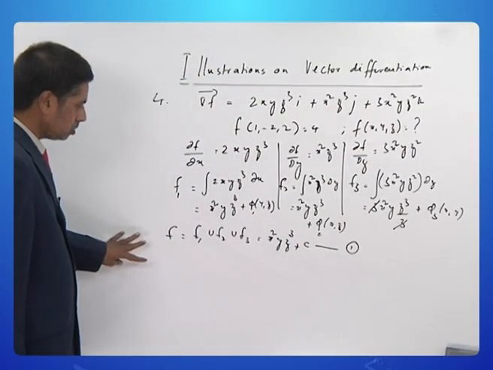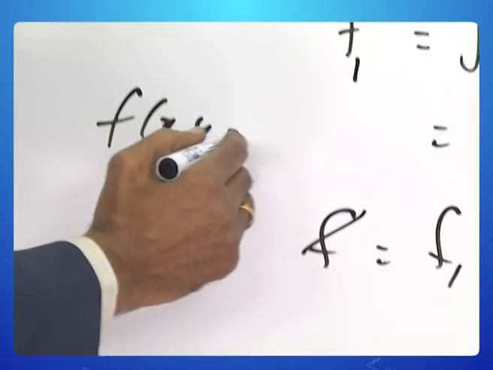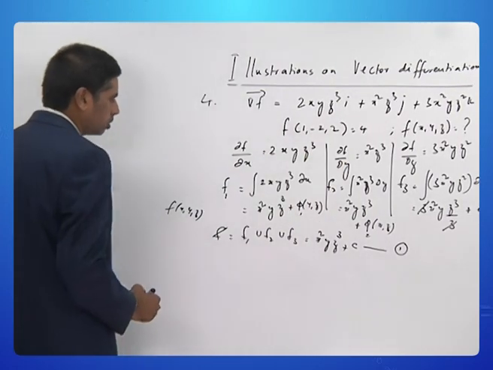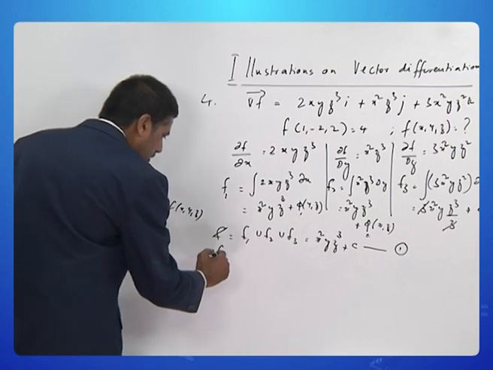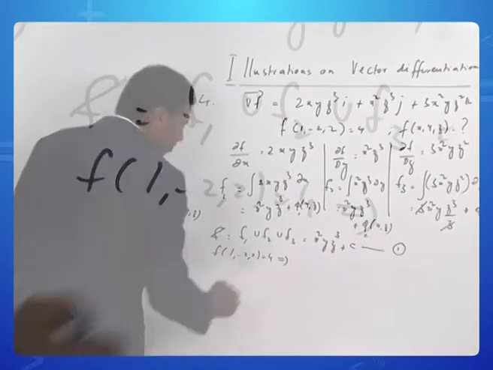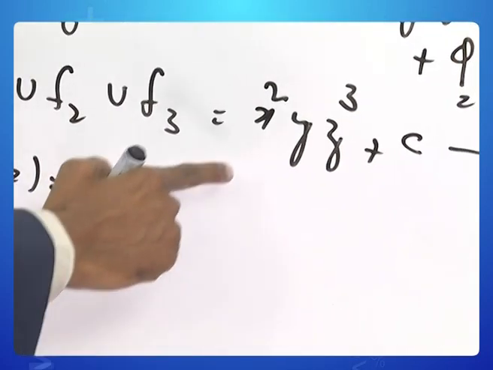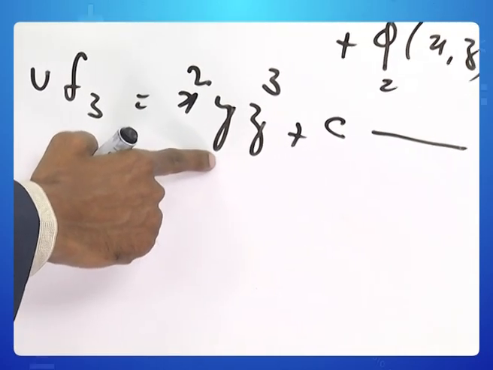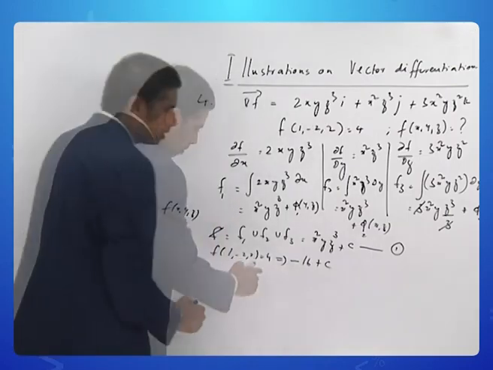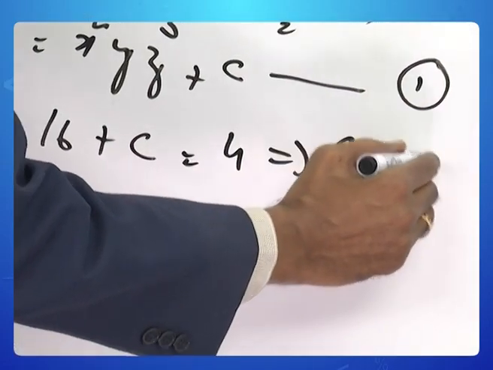So it's all settled now. We'll call this f as f of x, y, z. But we are given this valuable input f of (1, -2, 2) is equal to 4. This implies with x equal to 1, y equal to -2, z equal to 2, you get 1 into -2, that's -2, into 8. So you get -16 plus c, but that is equal to 4, implies c is equal to 20.